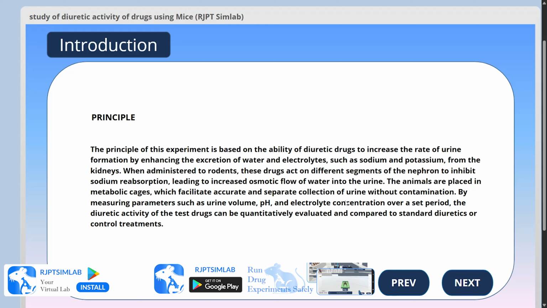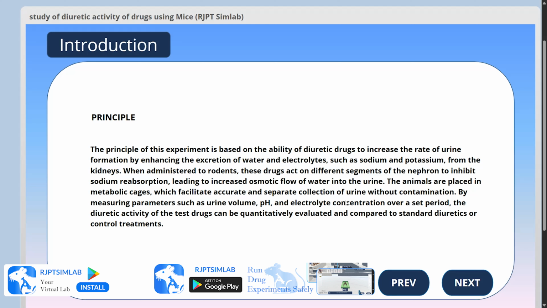As we know, urine production occurs in the kidney. The kidney produces urine. When administered to rodents, these drugs act on different segments of the nephron, which means the drug will act on the kidney. As we know, the nephron is the structural and functional unit of the kidney. The kidney is made up of nephrons, and these drugs act on different parts of the nephron to inhibit sodium reabsorption, which means sodium gets reabsorbed in the nephron, so it will inhibit the reabsorption of sodium, leading to increased osmotic flow of water into the urine.